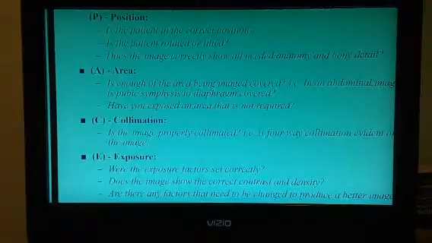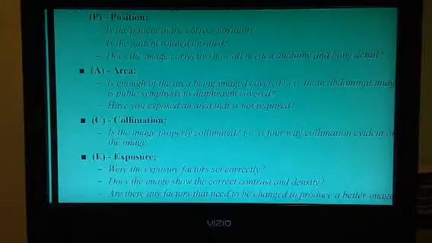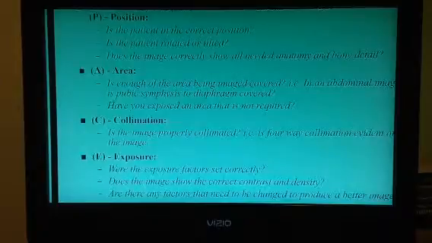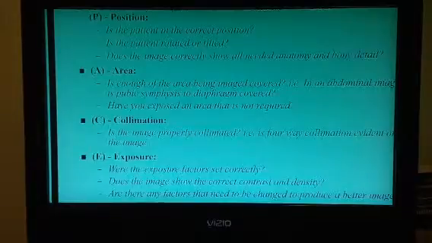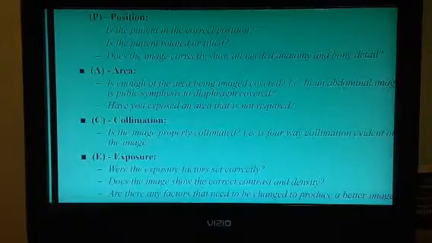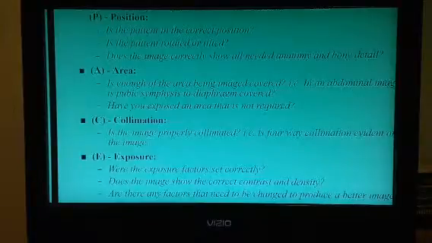So when a radiograph is being taken, the radiographer needs to ask certain questions. P is for position. Ask the question, is the patient in the correct position? Is the patient rotated or tilted? Does the image correctly show all needed anatomy and bony detail? A for area. Is all of the area imaged being covered? For instance, in an abdominal image, does the image cover from the pubic symphysis to the diaphragm? Or have you exposed an area that does not belong on the radiograph?